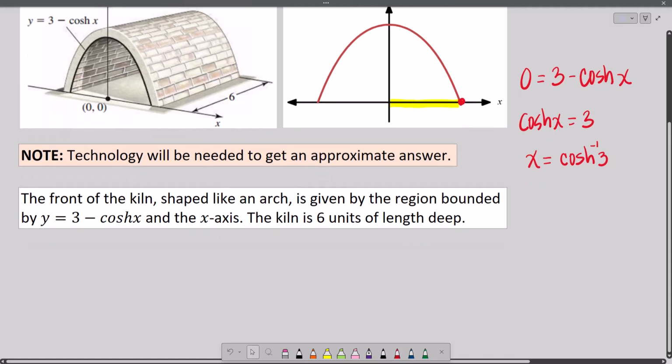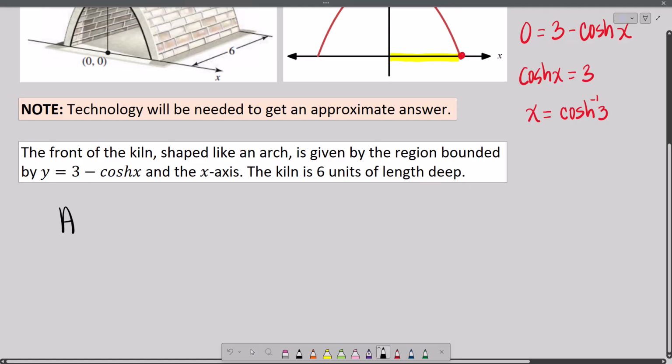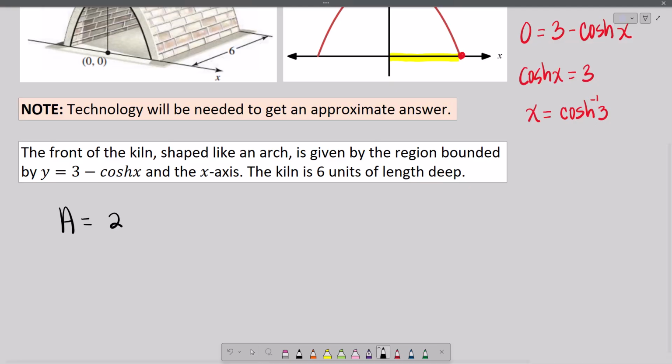So first we'll find the area of the face. We're going to use 2 for symmetry. That 2 right there is by symmetry. And then we're going to go from 0 over to that number that we don't know, an irrational number, inverse cosh of 3. And then we're going to integrate the function 3 minus cosh of x dx. That'll be the area beneath that inverted catenary.